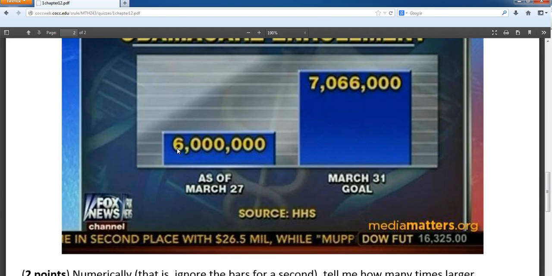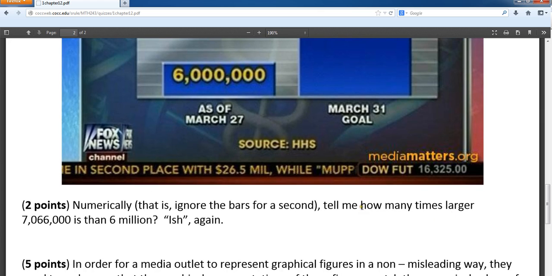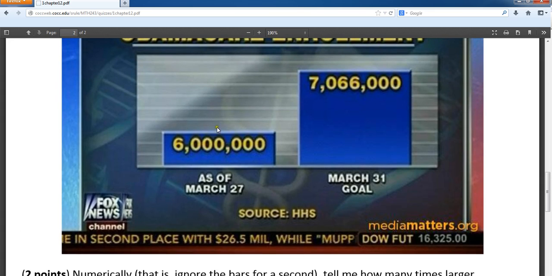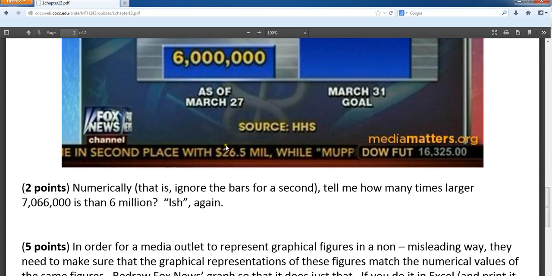7 divided by 6 is about 1.17, which means this guy right here is 1.17 times this guy right here. This number is 17% bigger. If anybody wrote that, that's totally fine. But the answer to my question exactly, how many times larger this is than this, is 1.17 times larger. So it's 117% of this. Okay, hold that thought in your mind.